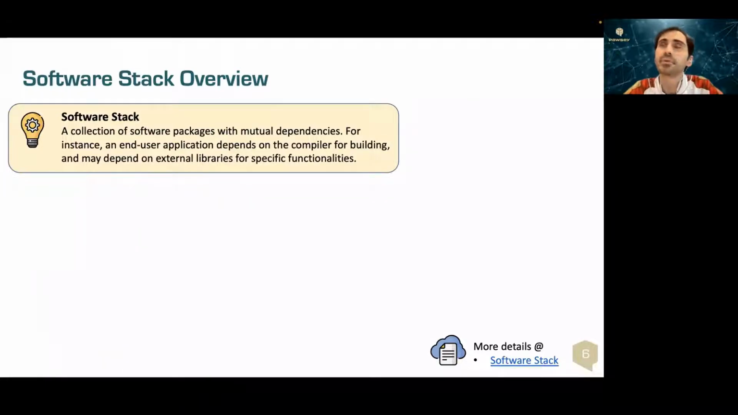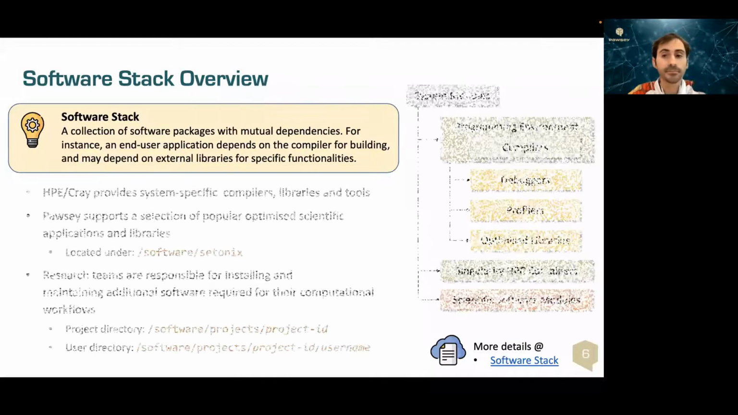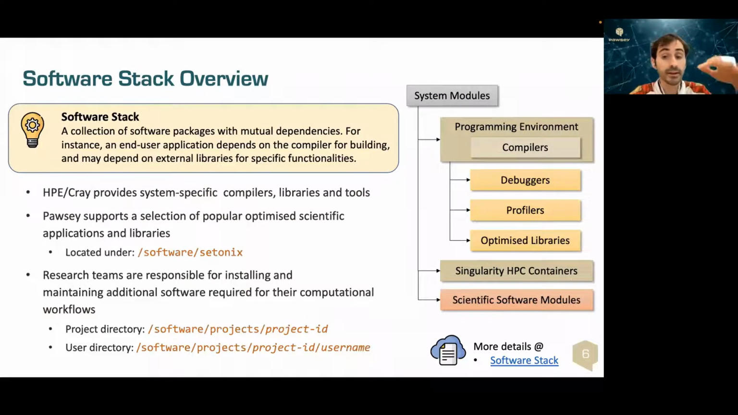Just good to highlight this little bit of jargon that we're using. When we refer to a software stack, we're referring to a collection of packages which may also have mutual dependencies between them and that are available and installed on a given system. When we talk about dependencies, the typical scenario is that an end-user application in a given domain may depend on other packages. For instance, it will depend on the compiler for the compiling process, but may also depend on additional libraries for specific functionalities, in which case the libraries are needed also at the time the application is run, at runtime.